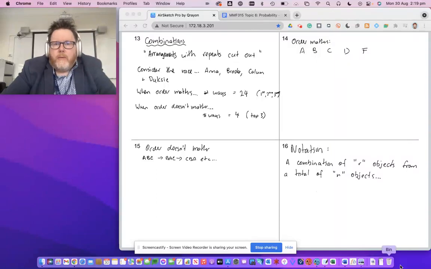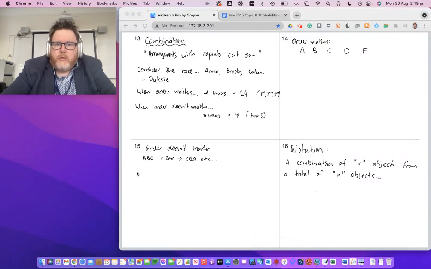Hi, in this video we're going to be looking at combinations as opposed to arrangements. There is a difference, and combinations is what you will be asked to be across in the Math Methods Foundation course, but it does build on from the concepts of arrangements, which is why I started there last lesson. So my definition of a combination is an arrangement with repeats cut out.